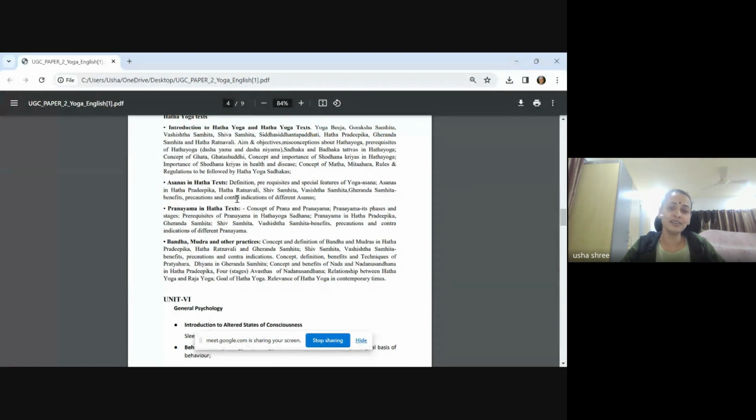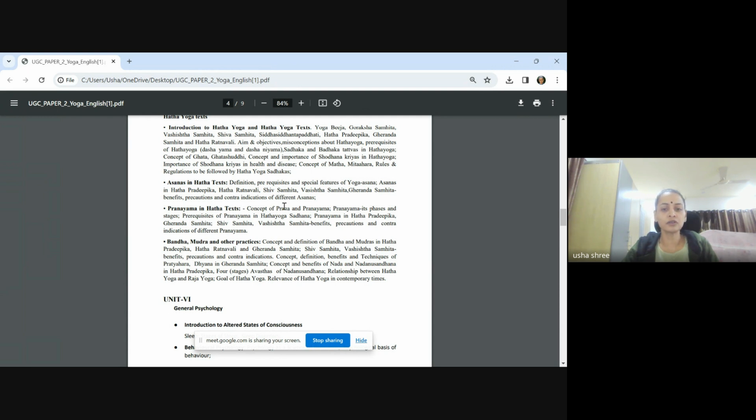So this kind of comparative study will be very, very useful, and that is what is expected from an examination point of view. You have to go into that level of detail. Okay, and you need to memorize the benefits, the precautions, the contraindications of different asanas. And pranayama also is very important, followed by bandha and mudra and other practices.